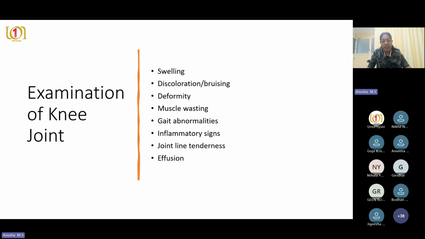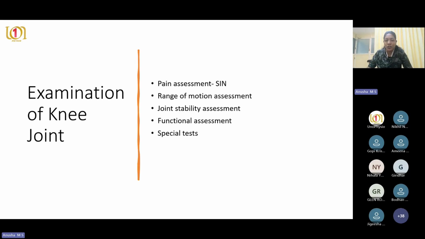You should understand the isometric exercise of the quadriceps is good for the muscle, but it is not good for the joint. So you have to think wisely before prescribing this exercise. Makes sense. Examine the knee joint. Again, you should go for the pain assessment: how severe it is, how irritable the patient is, what is the nature of pain. These things you should check.